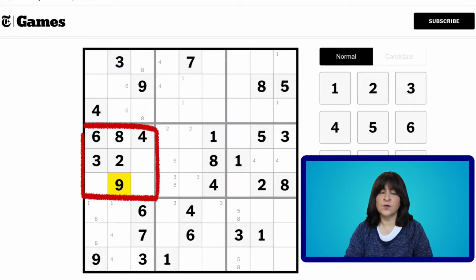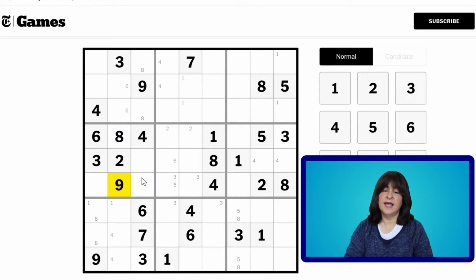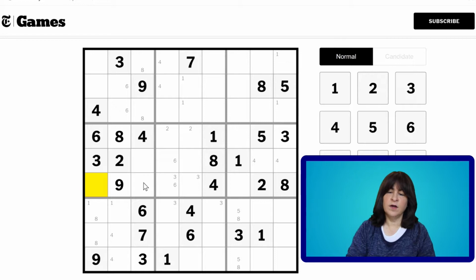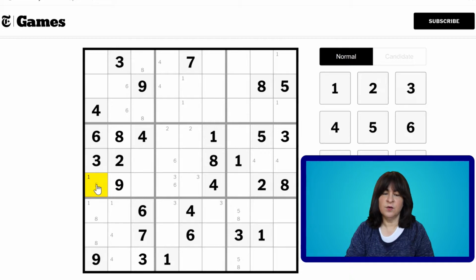Block 4 has only 3 cells empty, and what's missing is a 1, a 5, and a 7. So a 1, 5, and 7 is missing from this block. So this cell can be all 3, a 1, 5, or 7. This cell can only be a 1 or a 5. And this cell can be a 1 or a 5.